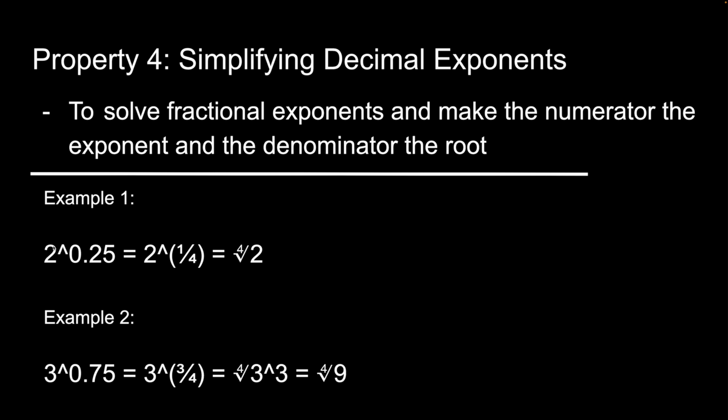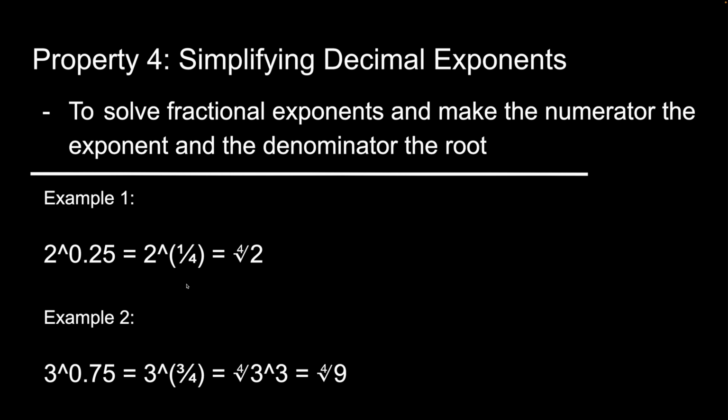Here we have 2 to the power of 0.25. 0.25 can be simplified to, not simplified, but rewritten as 1 over 4. So here we get 2 to the power of 1 over 4. Now the numerator would become the exponent, and the 4 would become the index in our root. And here 2 to the 1 is simply going to be 2, so we don't need to write that in. But here we can use this 4 as the root, so this would become the 4th root of 2.